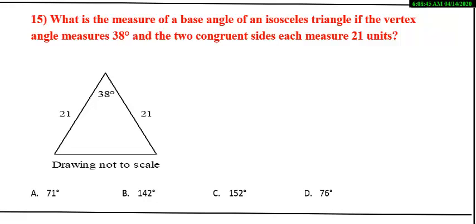Moving to question number 15: what is the measure of the base angle of an isosceles triangle if the vertex angle measure equals 38 and the two congruent sides each measure 21 units? Here in this example, we need to subtract 38 out of 180 and divide the result by 2 to get the base angle.